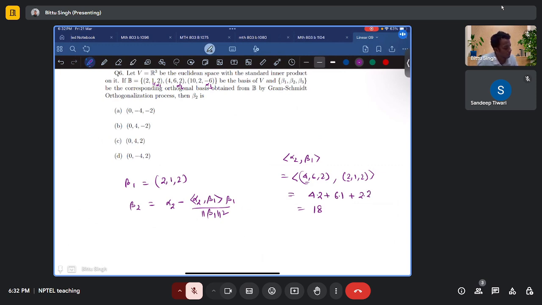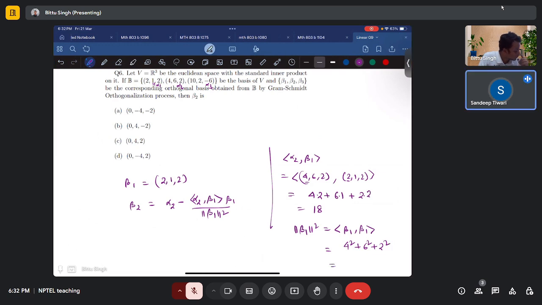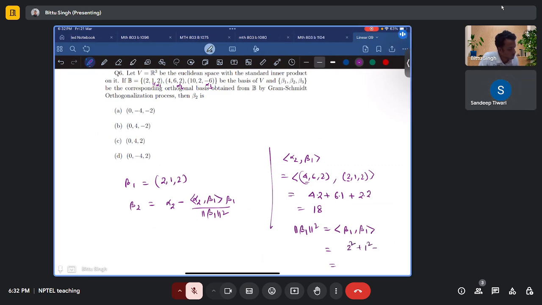And now let us calculate the norm of beta 1 squared. The definition of the norm is to just take the inner product of the vector with itself. So 2 square plus 1 square plus 2 square, which is 9.